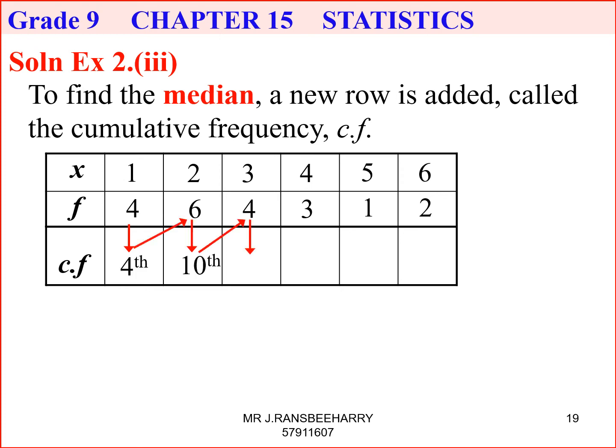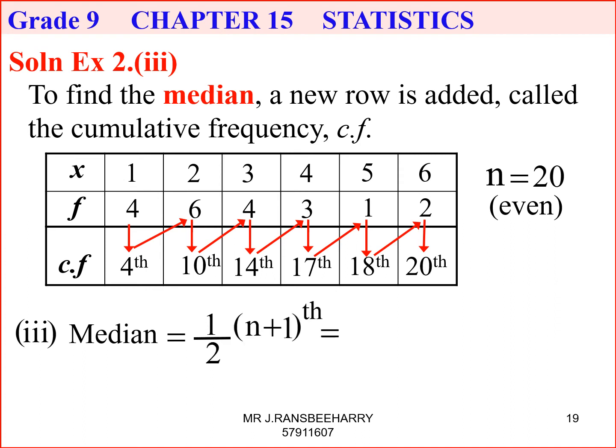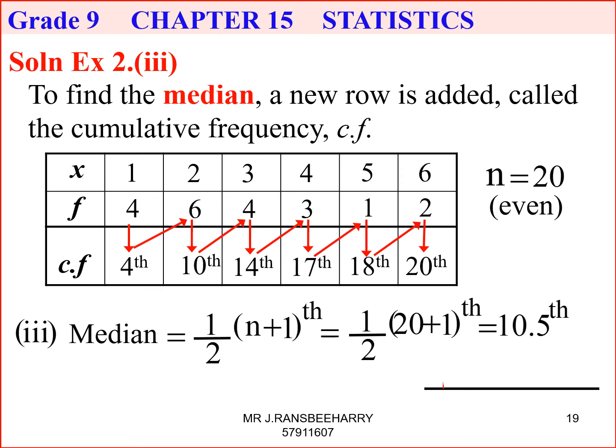4 plus 6, 10. Plus 4, 14. 17 plus 1, 18 plus 2, 20. So n is equal to 20, which is even. So thirdly, median. The formula to find the median is the half n plus 1 th term. So here, half of 20 plus 1, so 21 over 2, 10.5.